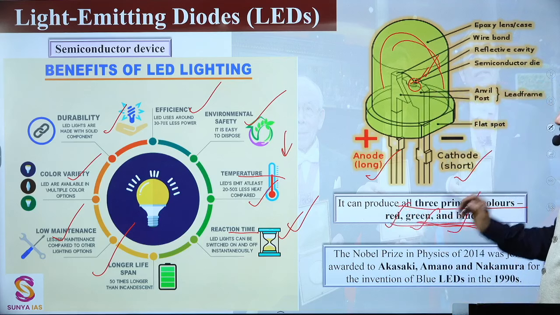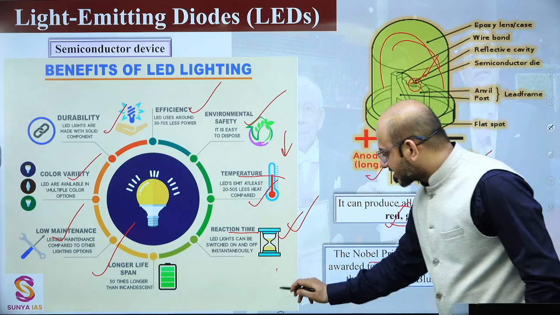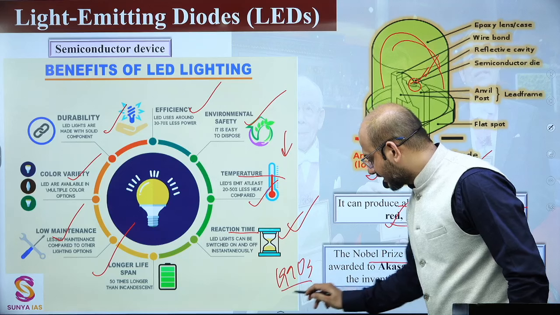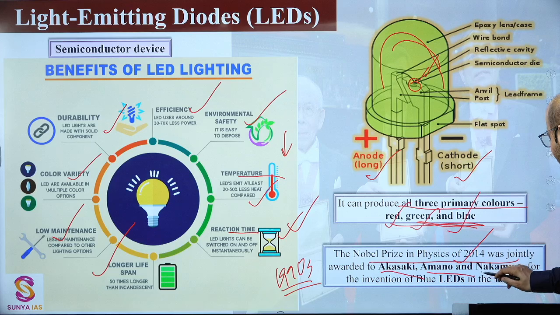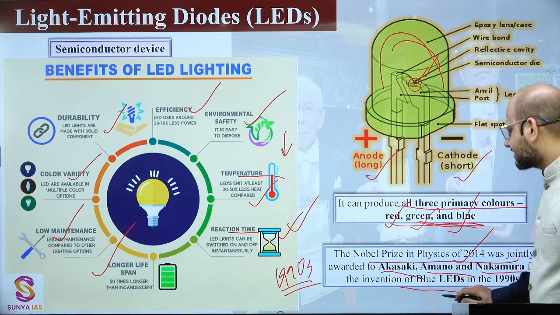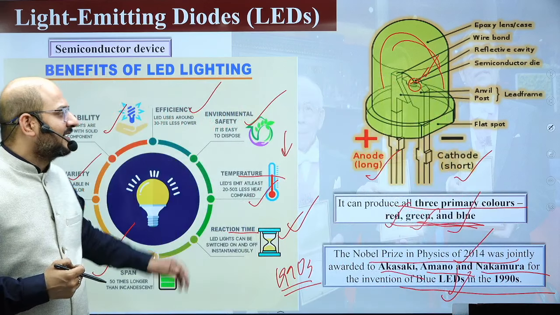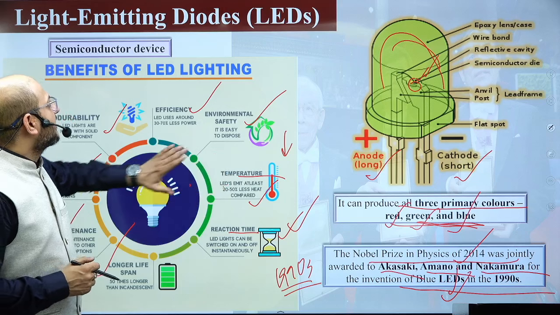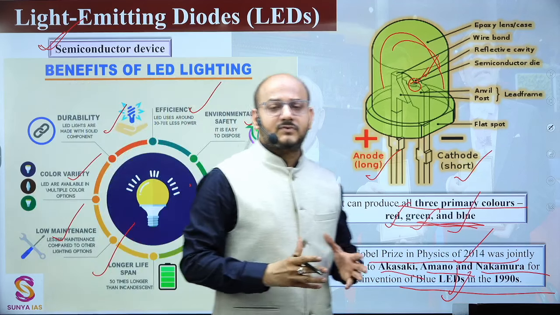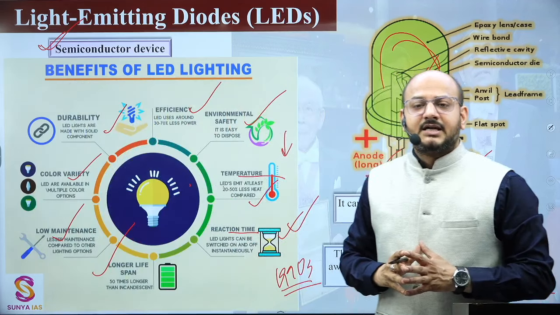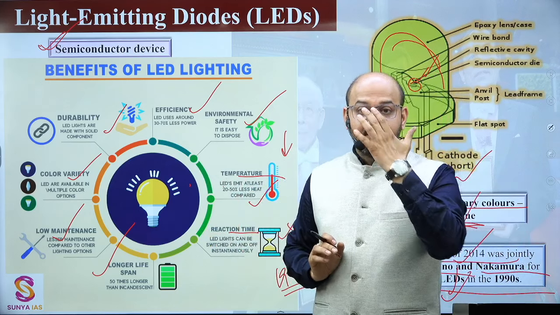The Nobel Prize was given to the scientists in 2014. Basically this was discovered back in the 1990s itself. It was awarded to Akasaki, Amano and Nakamura for their invention of blue LEDs in the 1990s. The point is why it becomes important to discuss LEDs. Friends, in this interim budget, a lot of focus was there by the government on semiconductor devices, on how India could enrich its semiconductor device manufacturing and mineral partnerships.